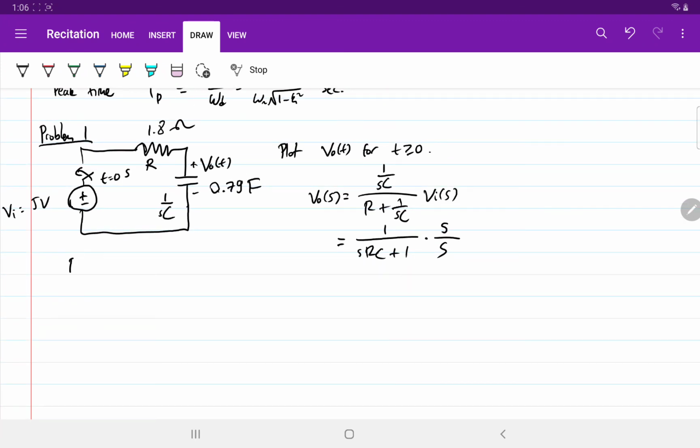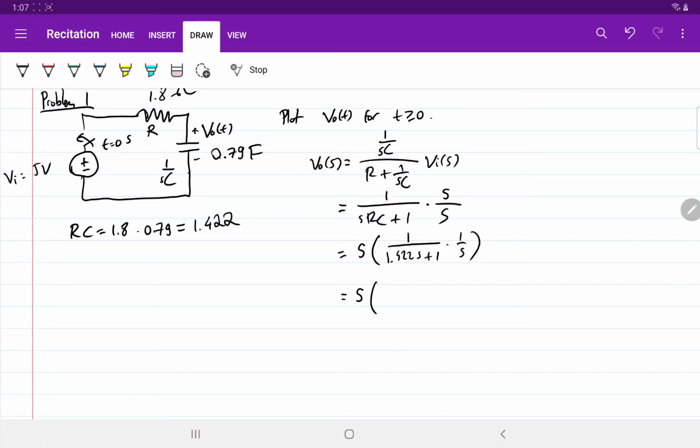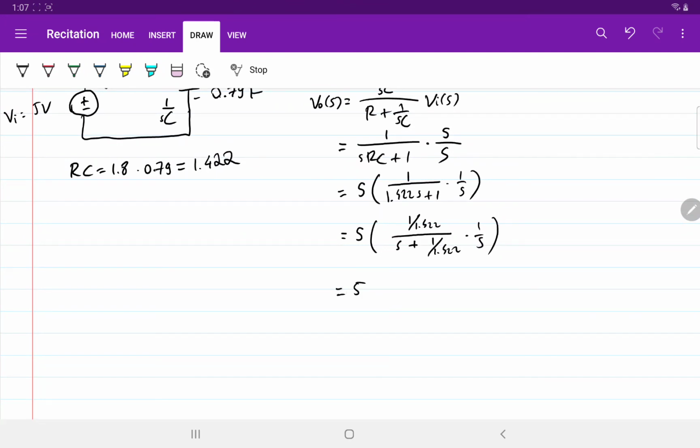And what is RC here? So RC is 1.8 times 0.79, which is approximately 1.422. So we have 5 times 1 over 1.422 s plus 1 times 1 over s. You can simplify it such that we have this form, a over s plus a. So we can divide the numerator and denominator by 1.422, which gives 1 over 1.422 over s plus 1 over 1.422, times 1 over s. So 1 over 1.422 can be approximated by 0.7, giving 0.7 over s plus 0.7 times 1 over s.